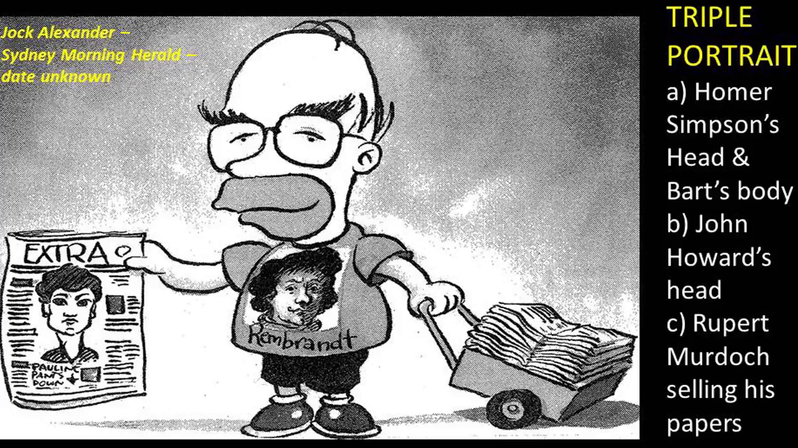It's got the body of Bart Simpson, the head of Homer Simpson, the glasses of John Howard, and the eyes of Rupert Murdoch. And he's selling the papers, his papers. And this refers to Pauline Hanson. The cartoon refers to the lead-up to the election. If you're a politician in Australia and you're on Rupert's good side, you've got more of a chance of winning, and that's what that's about. So he put all these elements together. Also John Howard was known for his eyebrows growing out of his glasses, and that became a cartoon trope, like Groucho.